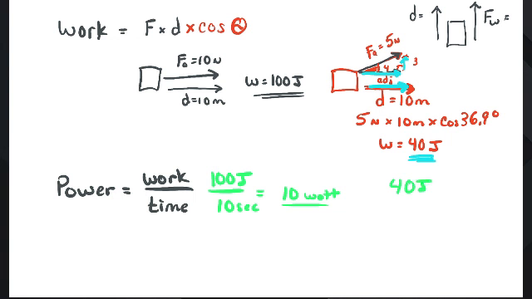If we had the same amount of time put into moving the box on the right, you only did 40 joules worth of work, remember? Because it was at an angle. Here, if we divide it by 10 seconds, you can see that the amount of work is less, same amount of time, so that means the power is less as well.